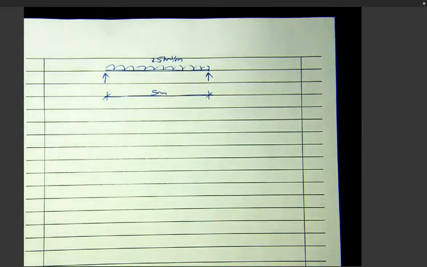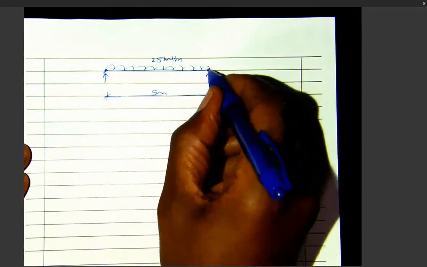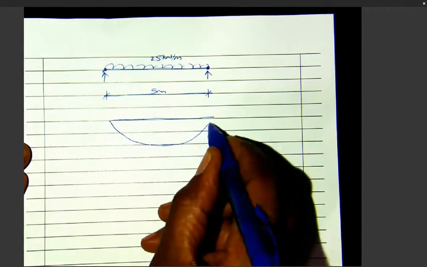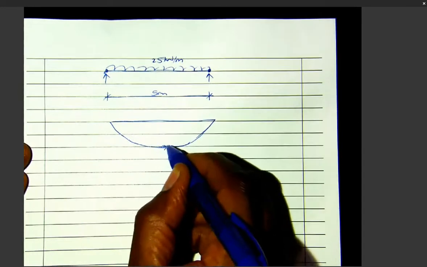For a simply supported beam like this, guys, I'm sorry to tell you that if you start by calculating reactions and drawing a shear force diagram to calculate your bending moment, then you're going to have a serious problem. To calculate the moment here, you know that the moment here is 0, the moment here is 0, and your bending moment diagram is going to look like this. You just want this moment.